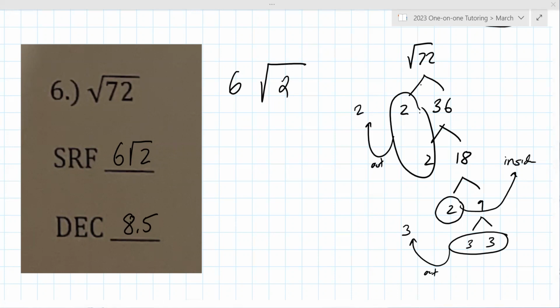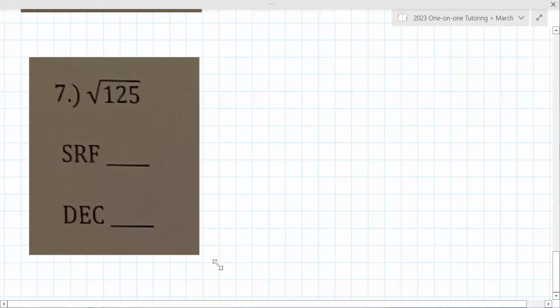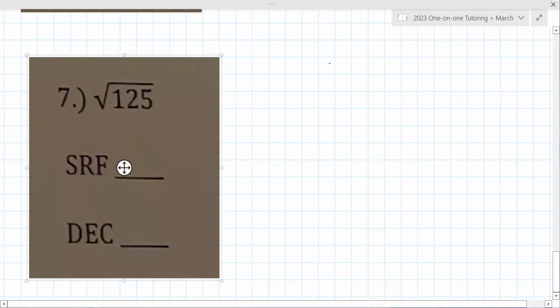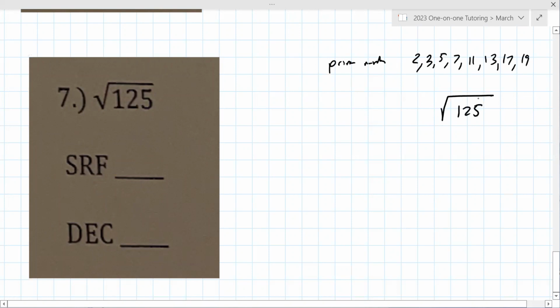All right, so let's have you try the last one here, number 7. I'm going to give you a list of prime numbers here: 2, 3, 5, 7, 11, 13, 17, 19. There is some number here that will work. So please try this on your own. Let me know if you have questions.